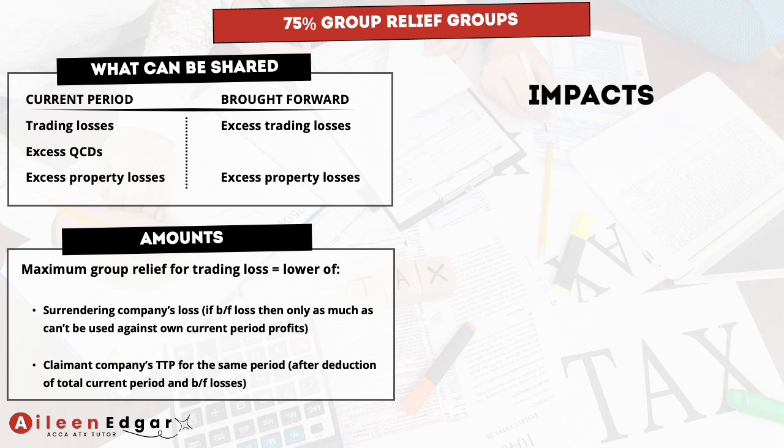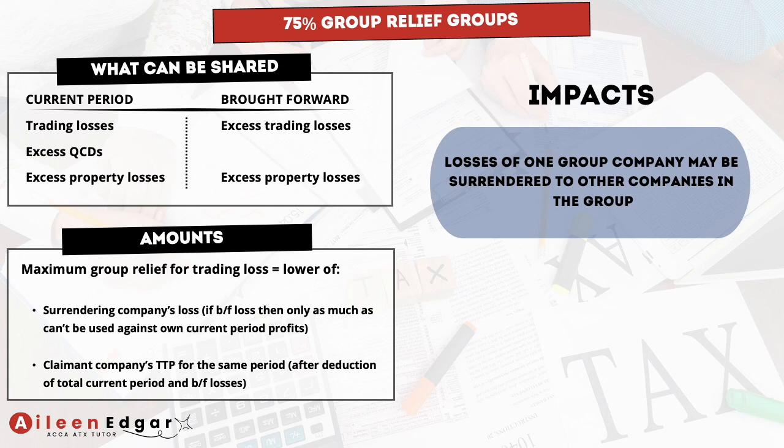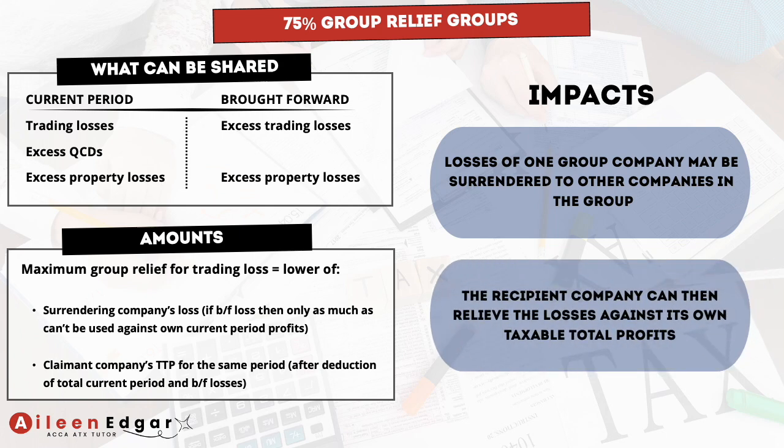Now, what impact is there once we've decided how much group relief is available? Where we've got a group of companies that form a group relief group, losses of one group company can be surrendered to other companies in the group, and the recipient company can then relieve the losses against its own taxable total profits. So the group relief is deducted after QCDs in the corporation tax computation.